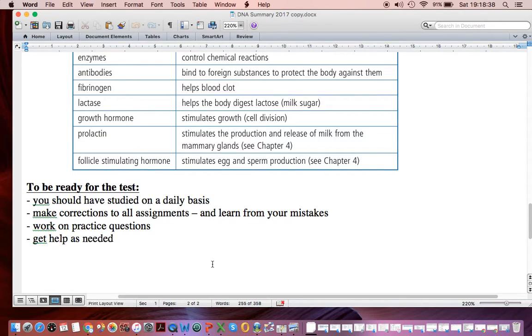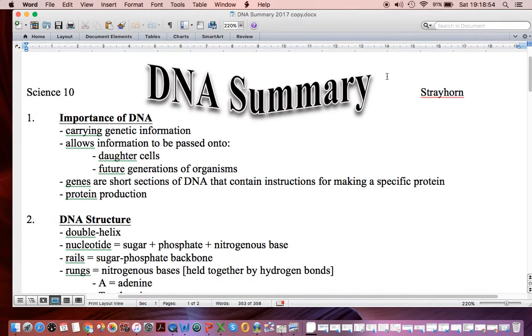So hopefully you've been studying on a regular basis. Hopefully you've had a chance to ask questions so you can make corrections if you've made mistakes in assignments. But it's up to you to study daily and make sure you're ready to dominate this test. And if you've forgotten, this test is on DNA and protein synthesis.